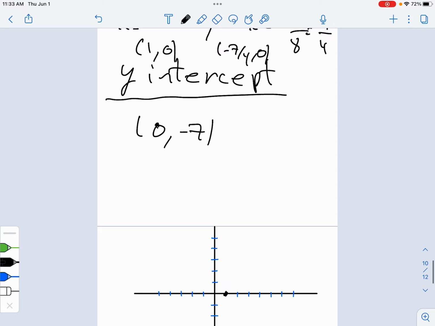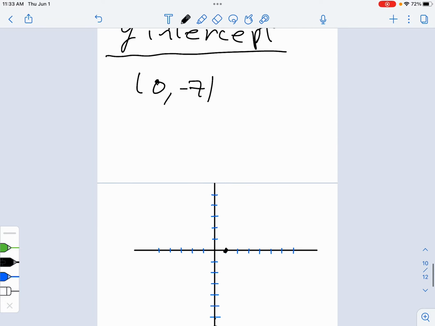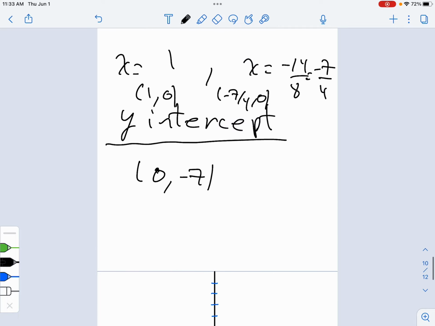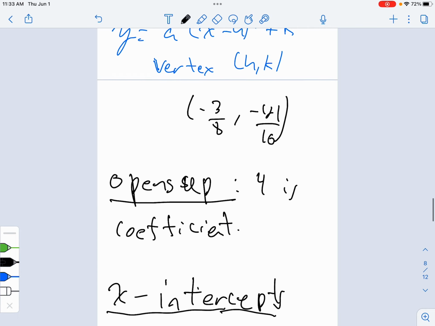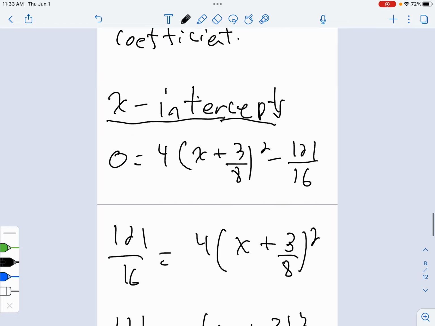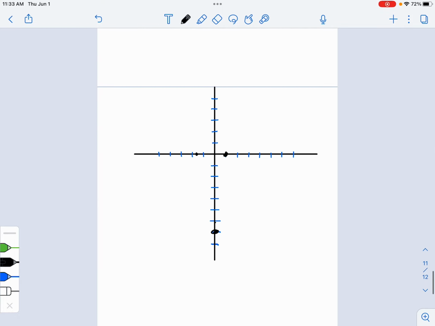-7/4 is -1 3/4, so that's over here. And then our vertex, which was -3/8, -121/16. The -3/8 is negative, and 121/16 is a little below 7, like 7 and some change. So that'll be here. And when we graph this, we'll get this graph right here. And there we go. And that is the sketch of this parabola.